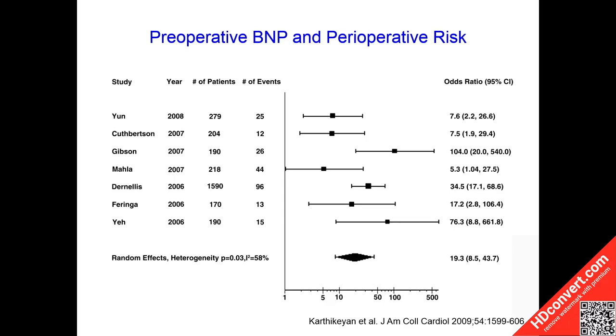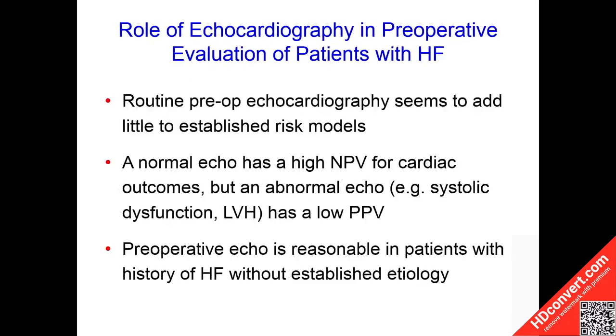So if a person's brain natriuretic peptide level is 200 at baseline, and it's 800 before going off for gallbladder surgery, perhaps it's time to take a step back and reevaluate and to manage this patient before going off for surgery.